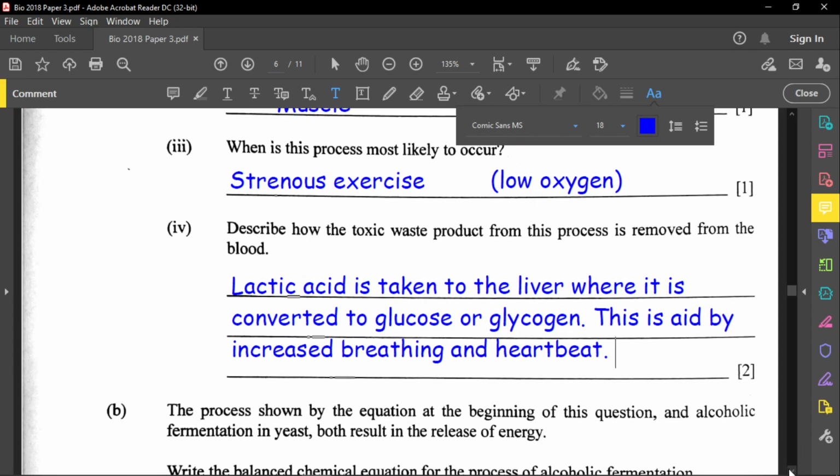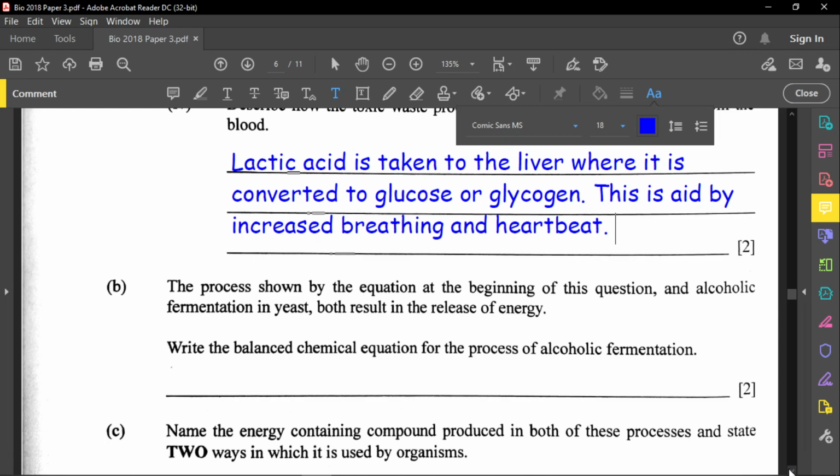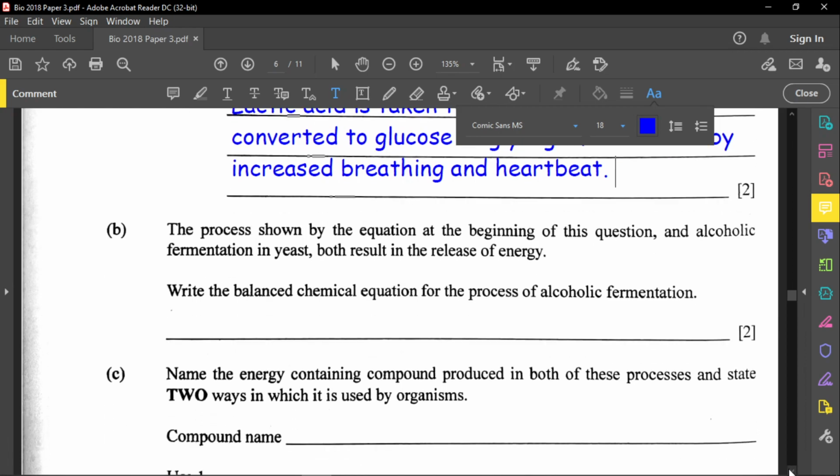All right, and that's a 2-mark question. Let's go to part B. Part B now said the process shown by the equation at the beginning of this question and alcoholic fermentation in yeast both result in the release of energy.